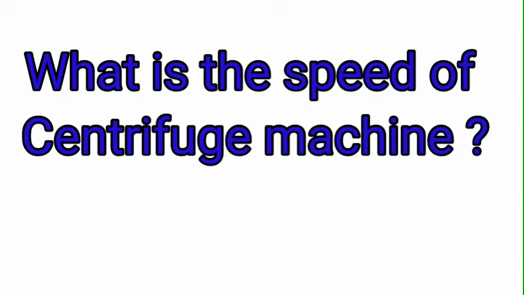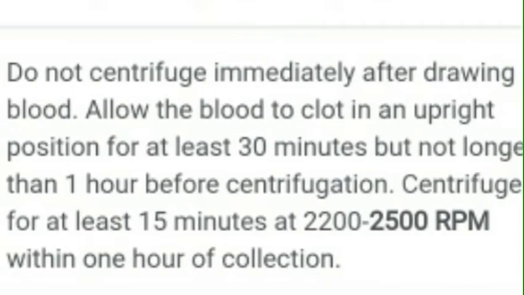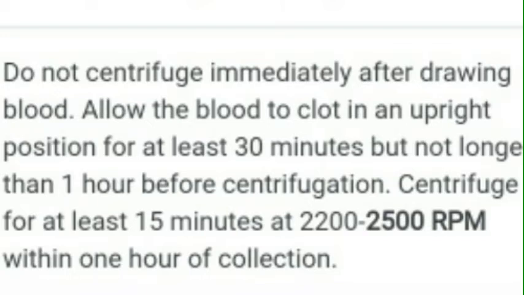Speed of the centrifugal machine for blood. Do not centrifuge immediately after drawing blood. Allow the blood to clot in an upright position for at least 30 minutes, but not longer than 1 hour, before centrifugation. Centrifuge for at least 15 minutes at 2200 to 2500 rpm within 1 hour of collection.